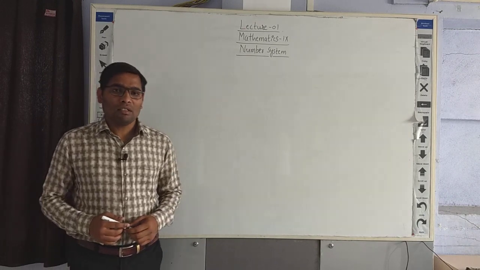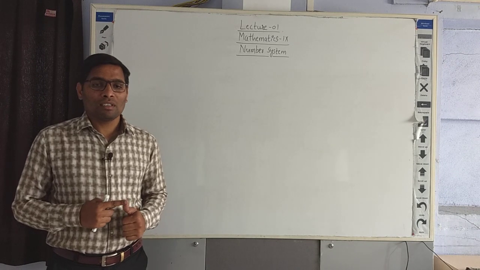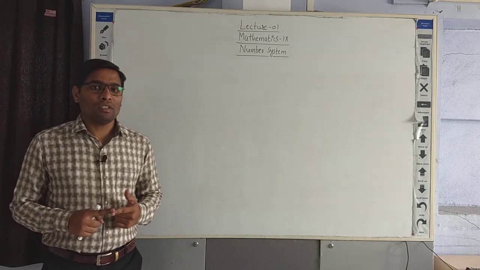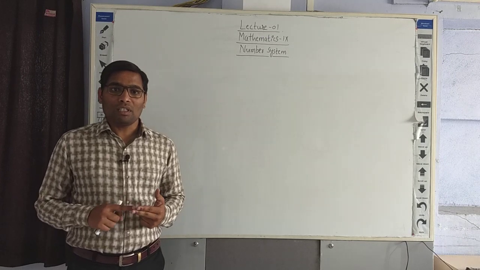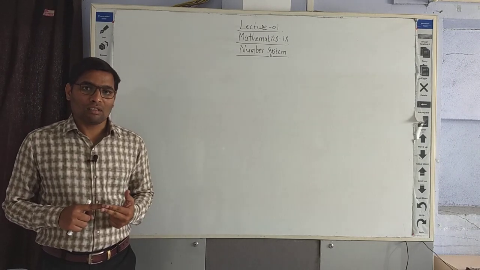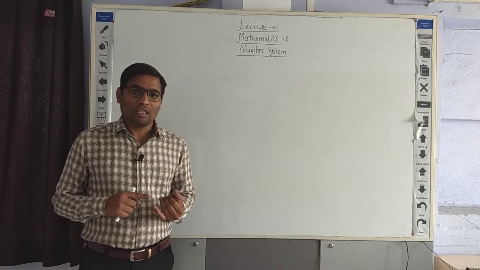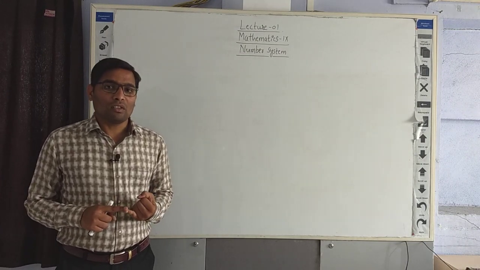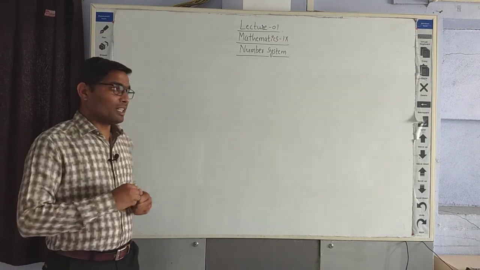In the number system we are going to discuss five main concepts. The first one is real numbers, the second one is decimal expansion of real numbers, that is rational numbers and irrational numbers. Third one is representation of irrational numbers on the number line. Fourth one is rationalization of irrational numbers, and the last one is laws of exponents on real numbers. Now we will discuss the first one, that is real numbers.